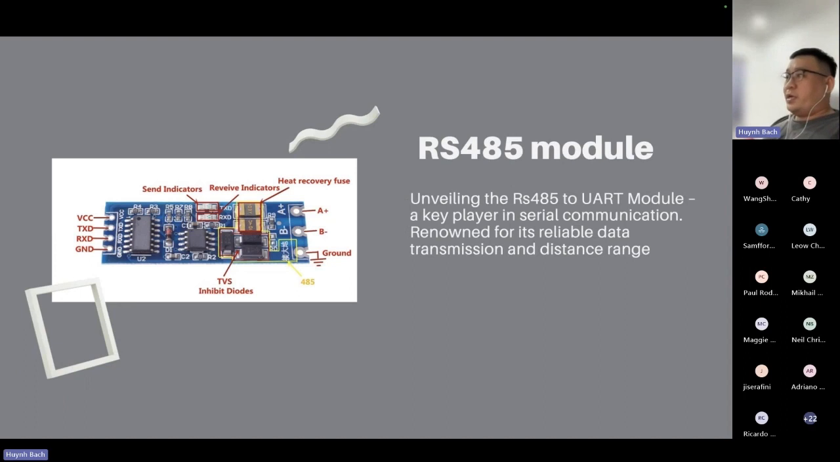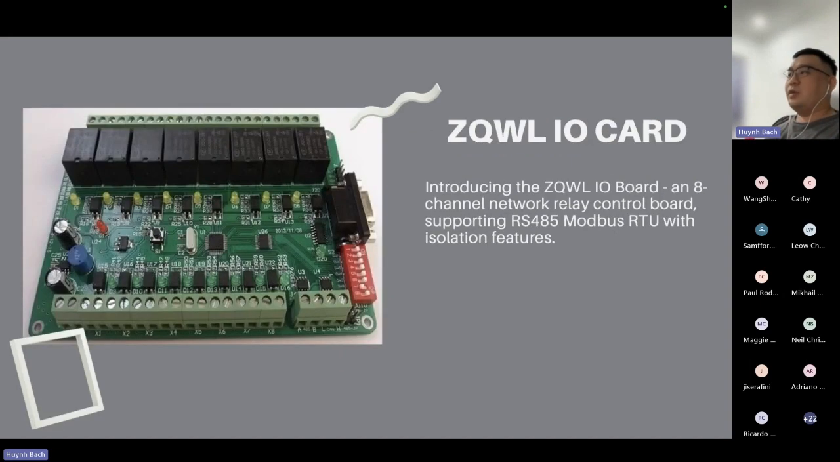And the second one is the RS A5 module. This one is like the middleware that transfers the signal from the UART of the SMI board to the I/O card. I will show you later. Let's move to the last one. This one is the I/O card. This one is from a Chinese brand. It has 8 relays to control and some other inputs.